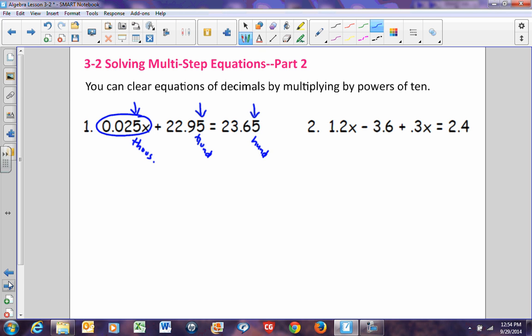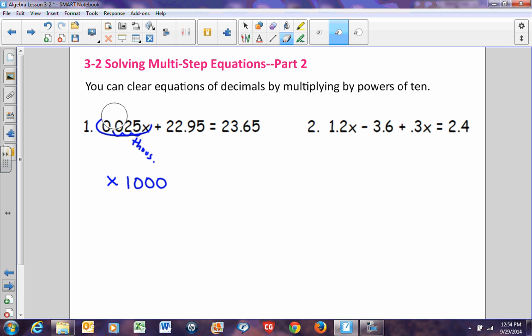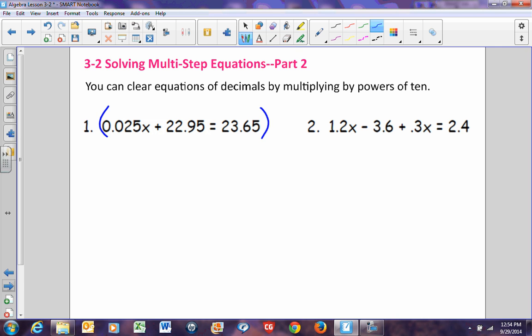So if I wanted to make this be a whole number, I'm going to have to move this decimal point 1, 2, 3 places to the right, or multiply it by a 1 followed by 3 zeros, or 1,000. So I'm going to take and multiply this equation by 1,000 to clear my decimal. So I'm just going to erase a few things here so that I can actually read my equation again. So I'm going to take this equation here and I'm going to multiply it by 1,000.